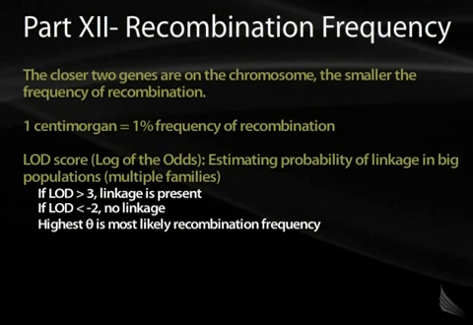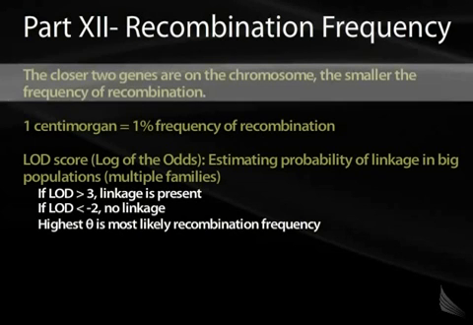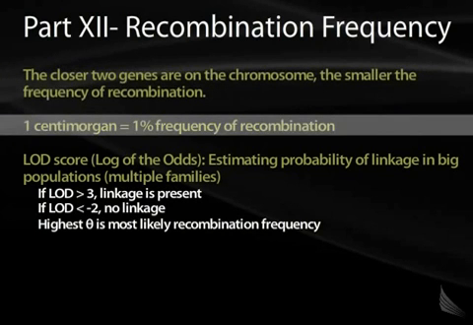Now we can use this linkage to discover recombination frequencies, or we can use recombination frequencies to discover how close together two genes are on a chromosome, and we can use that to map chromosomes. Now, again, the closer two genes are on the chromosome, the smaller the frequency of a recombination, the less likely they are to have that crossover event between them. You might hear the term centimorgan when we talk about recombinations and gene mapping. Well, 1 centimorgan means that there's a 1% frequency of recombination between two genes.